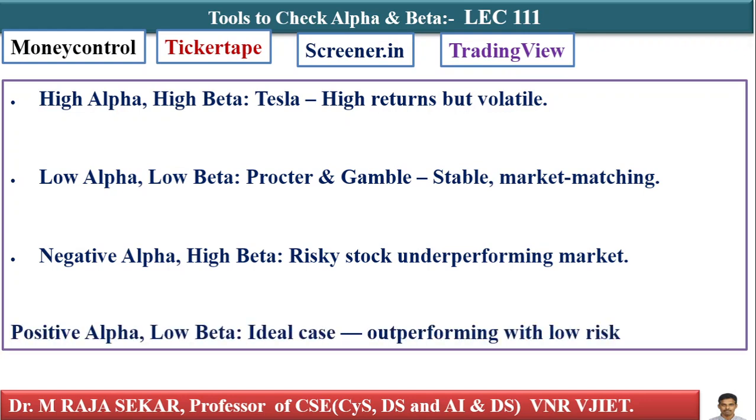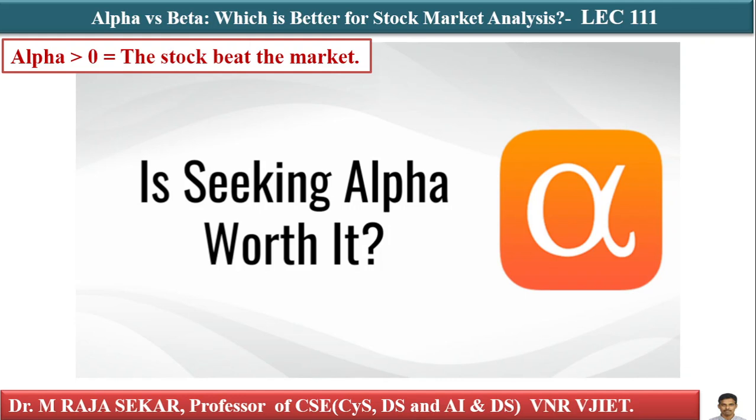This is the ideal case. Which one is the ideal case? Positive alpha, low beta, meaning high alpha and low beta, is the ideal case, which is outperforming with low risk. I request all of you to go to tickertape.in and try to identify companies with positive alpha and low beta. You can even browse other sorts of companies also, and that will give some intuition.